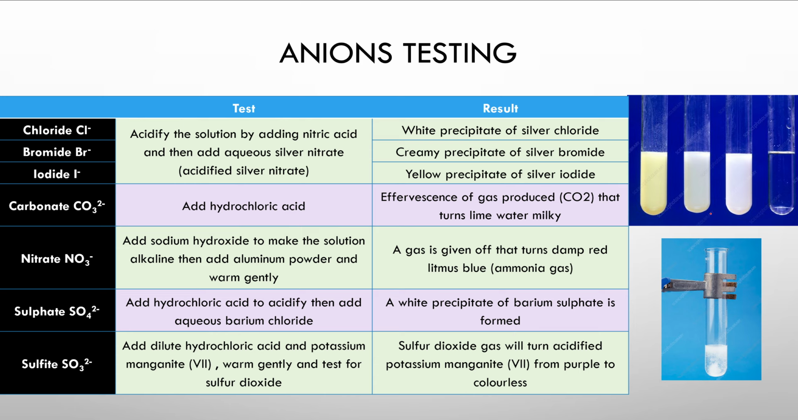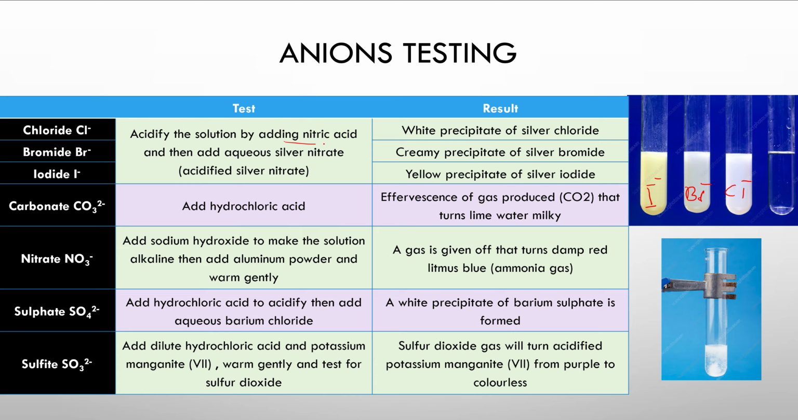Upon adding silver nitrate, if there was a chloride, a white precipitate is formed. If there was a bromide, a creamy precipitate is formed. If there was an iodide, a yellow precipitate is formed.